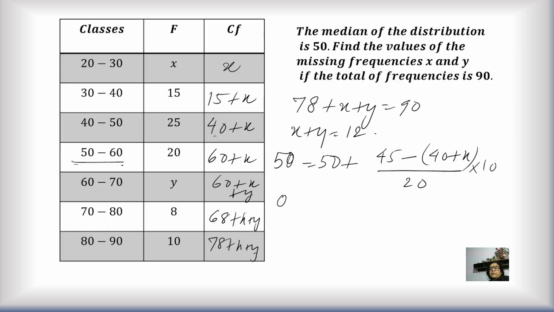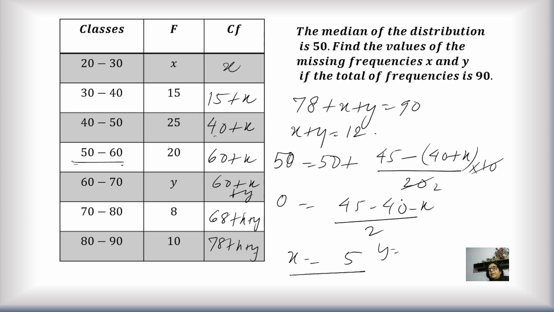So 50 minus 50 is 0. 45 minus 40 minus x by 2, into 10. The 10 and 2, this gets cancelled. So we are getting here, again, 2 and 0 gets 0. So we get x is equal to 5. If x is 5, y will be equal to 12 minus 5, that is 7. So these are the missing frequency values.